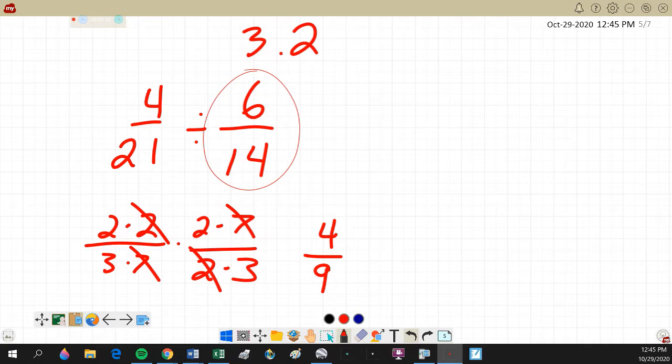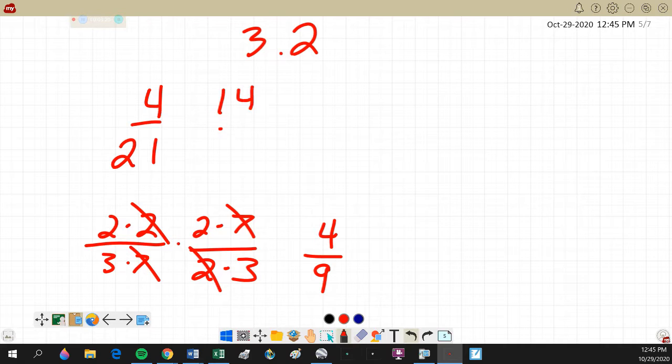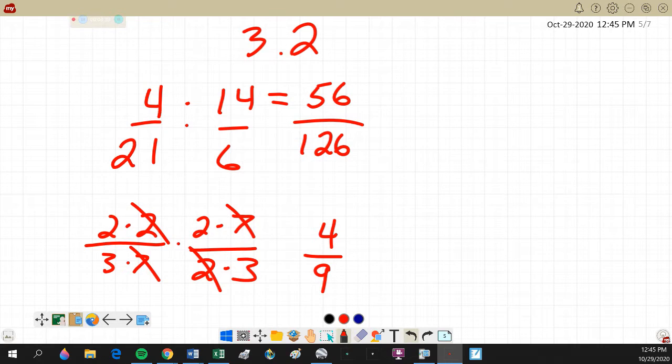Well, let's say I flip this. I could figure out what 4 times 14 is, which is 40 plus 16, so 56, over 21 times 6 is 120 plus 6 is 126. And then I could simplify, right? But what is the 56 made up of? It's right here. The factors of the 56 exist before the multiplication takes place.